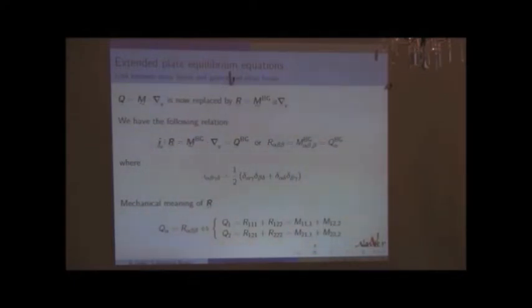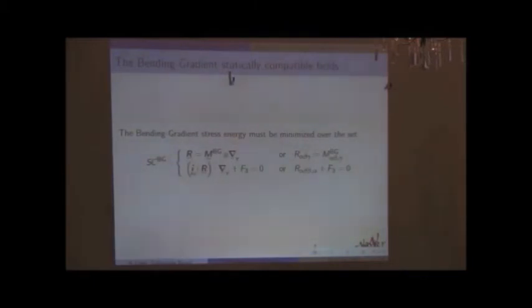So I have this, and to summarize, this will be my statically compatible fields: the transverse shear, the transverse equilibrium, and the generalized bending equilibrium. Okay, and you recognize the shear forces, and this is with indices. So I have the energy, I have the stress energy, I have the equilibrium equation. Okay. So I have a plate theory.